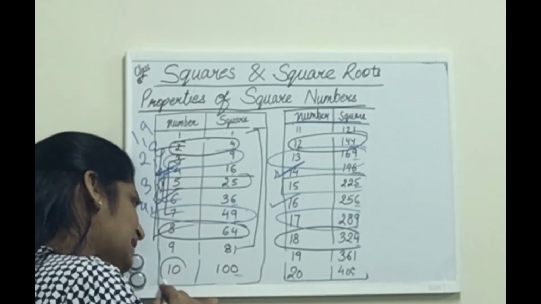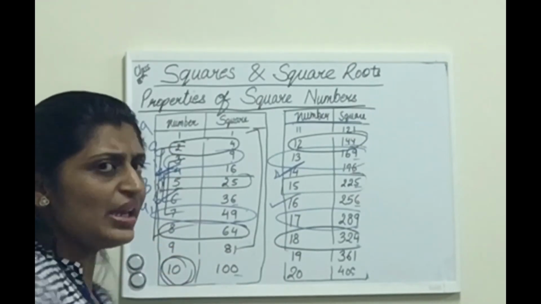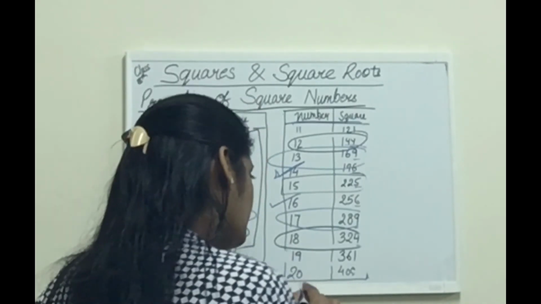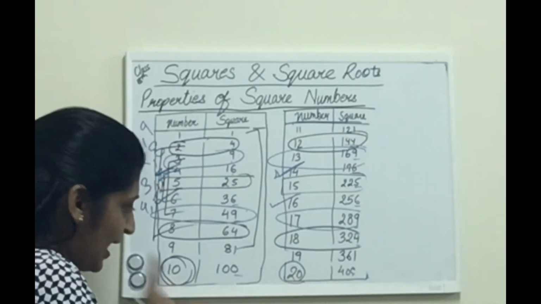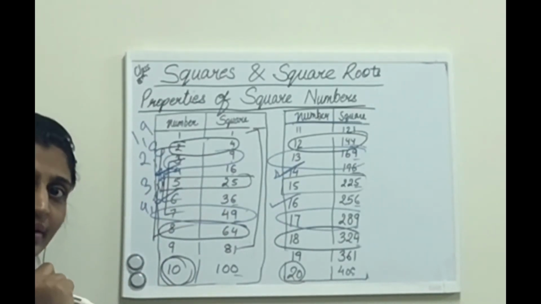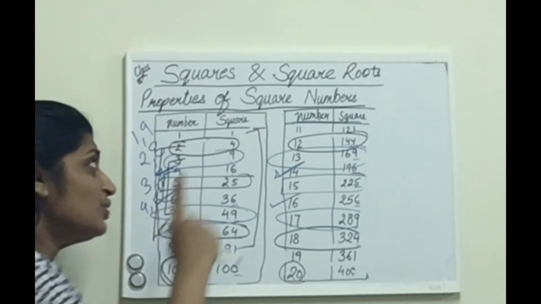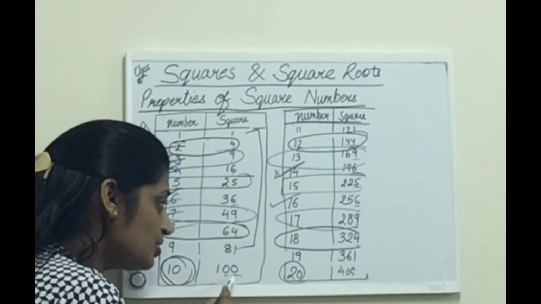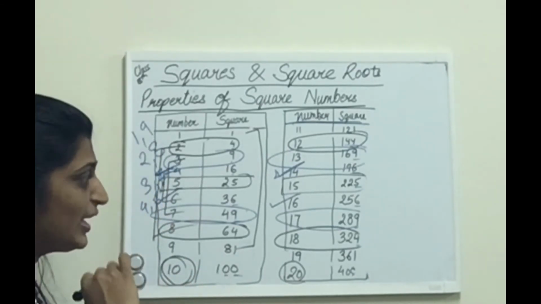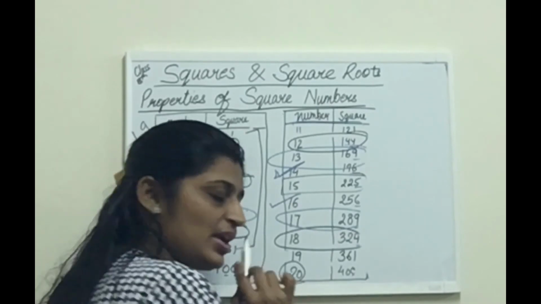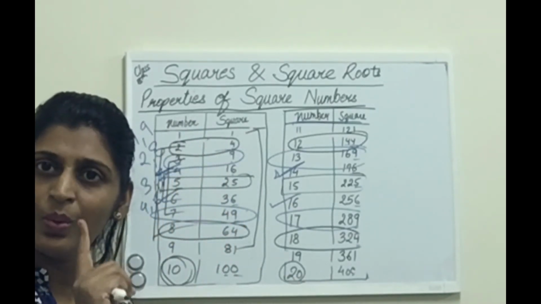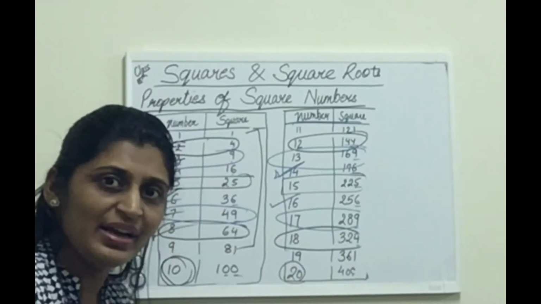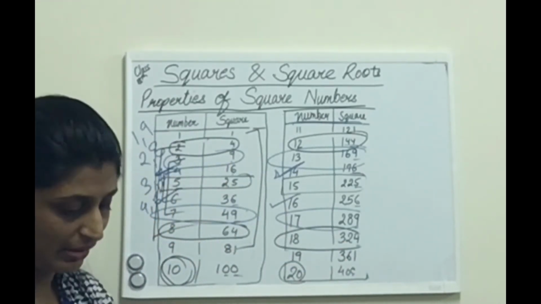What about those numbers which end with 0? You see, if it is 10, how many zeros are there in 10? It's 1. And you see its square, how many zeros are there? 2. You see another example. It's 20. How many zeros are there? 1. In the square of 20, how many zeros are there? 2. Right.